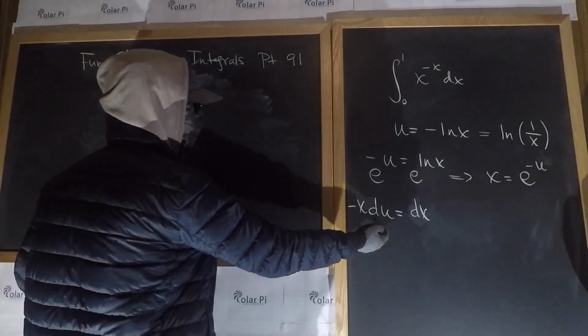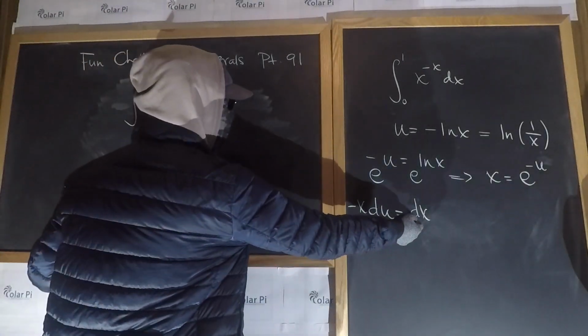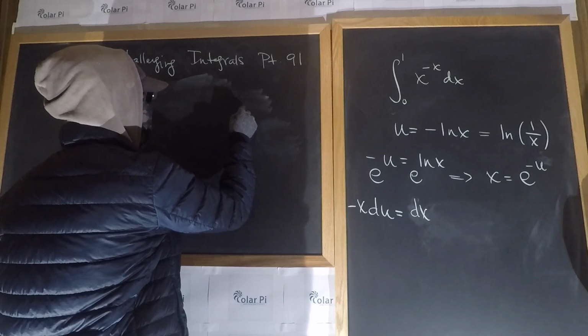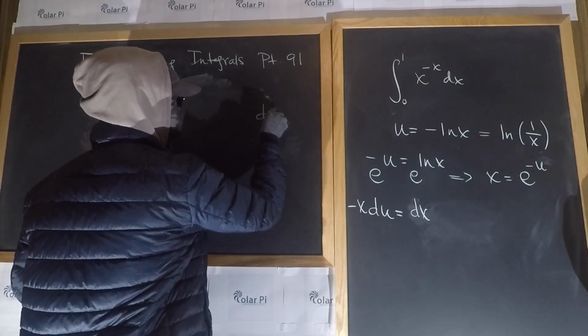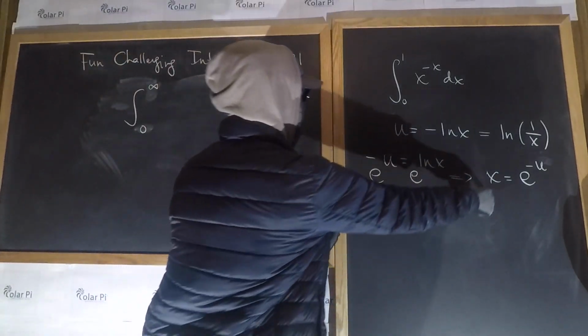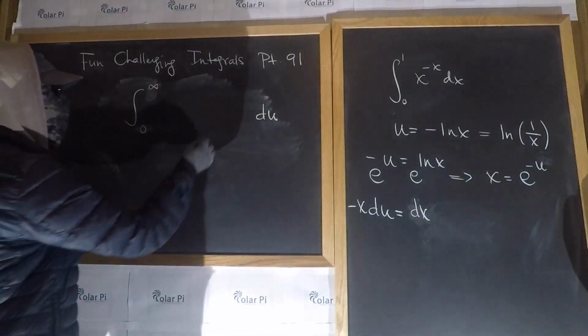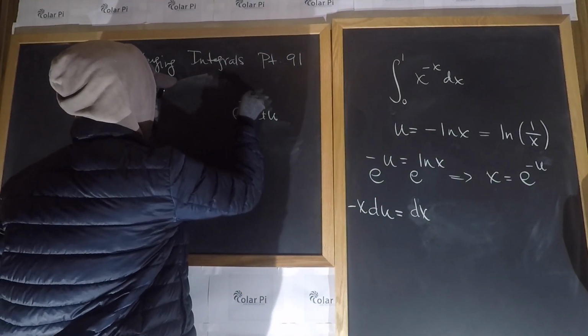And so what I write in place of dx is now just x du. So I'll write the du. But x, remember, is e to the minus u. So e to the minus u.